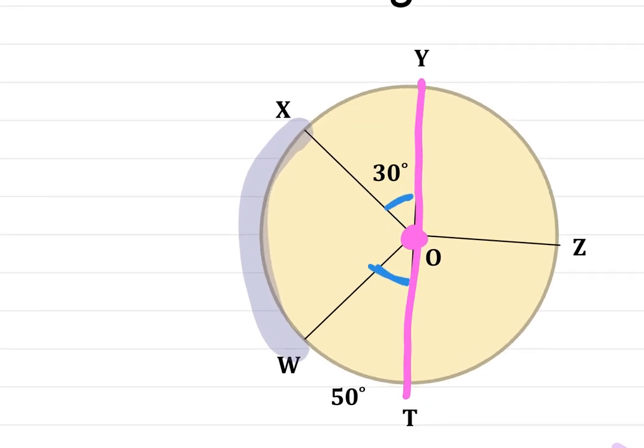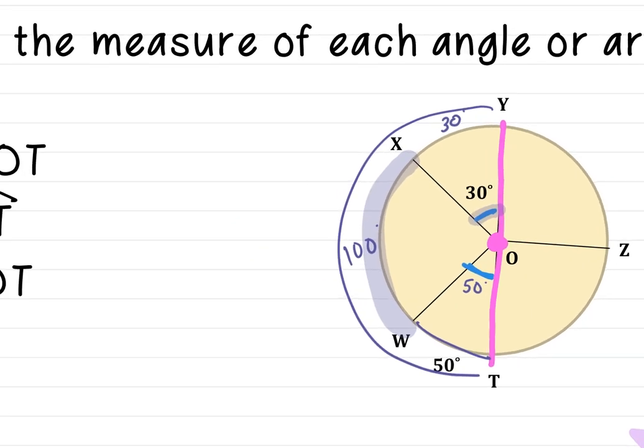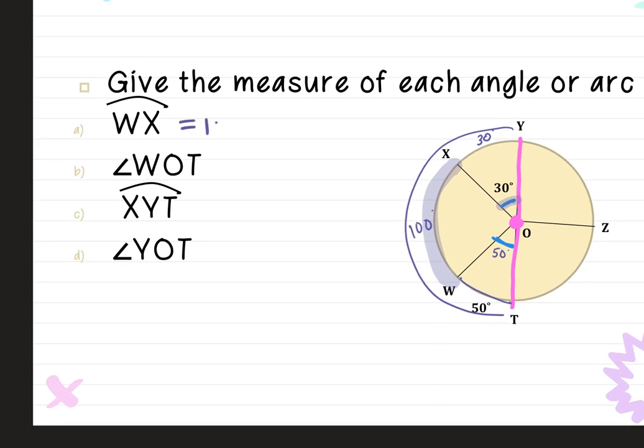Okay, you're both right. So if this is 30, this is also 30. If this is 50, this is 50, so I can reverse those. And then this is a semicircle, so it adds up to 180. So if I did 180 minus the 30 and the 50, which is 80, this is 100 degrees. Okay, the next one is WOT. But this is the angle. WOT, we already found, was 50 degrees.